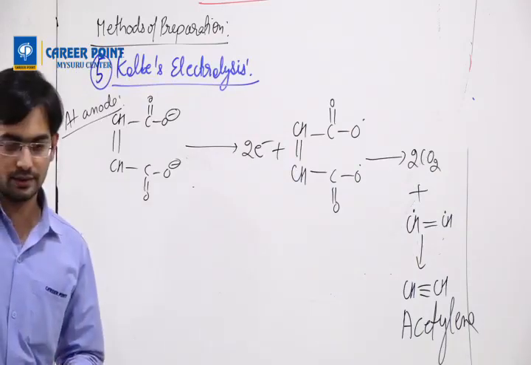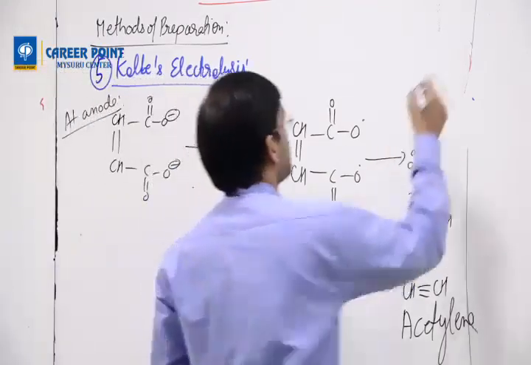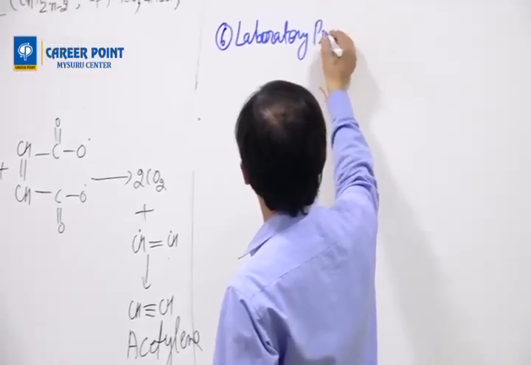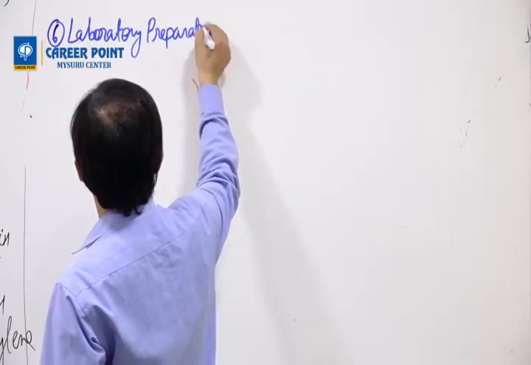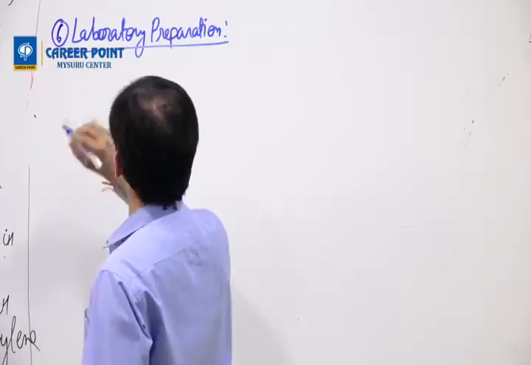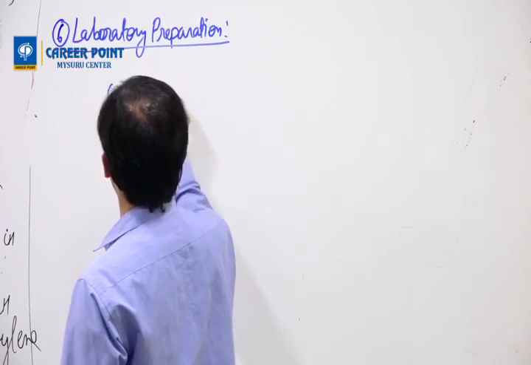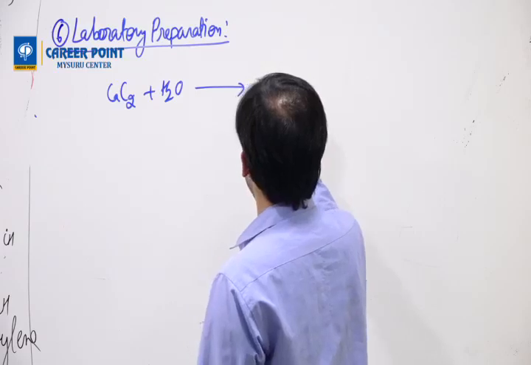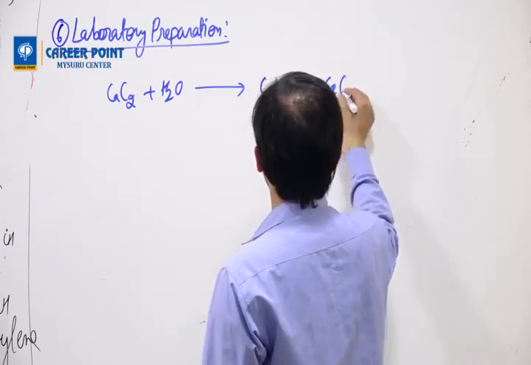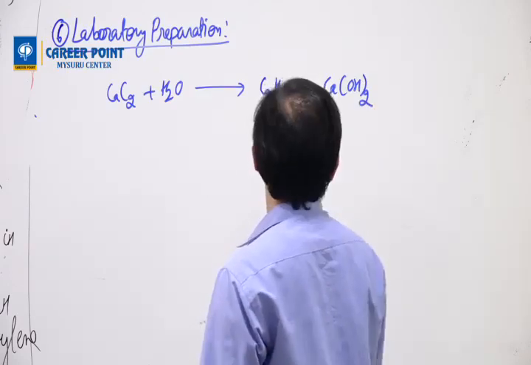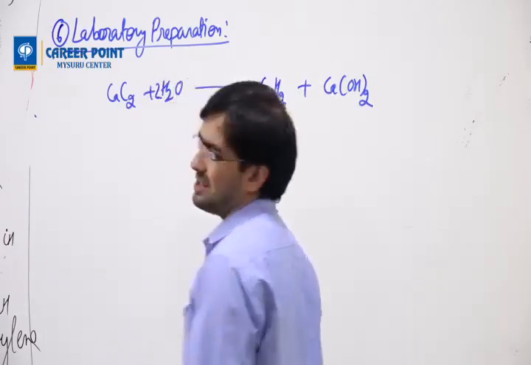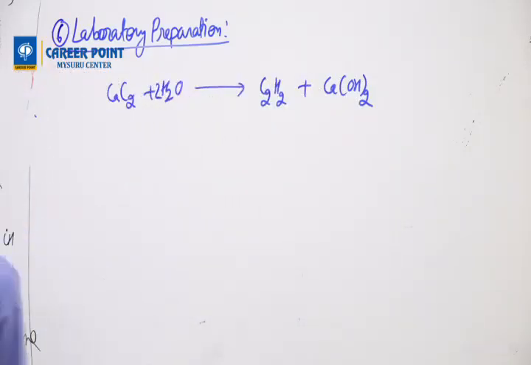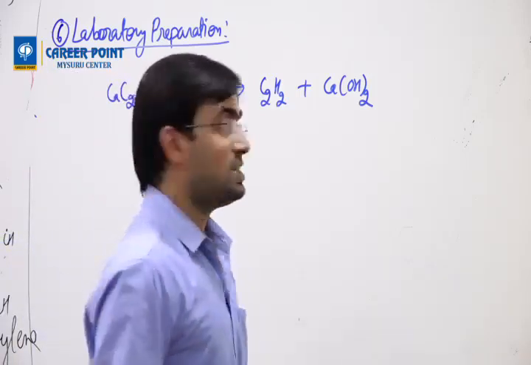Done? Then the last one is laboratory preparation. One of the preparations is CaC2 plus H2O, calcium carbide plus water. It will form C2H2 plus Ca(OH)2. If you balance it, you will write 2 here. This is from calcium carbide. So calcium carbide produces acetylene gas, whereas aluminium carbide produces methane gas.